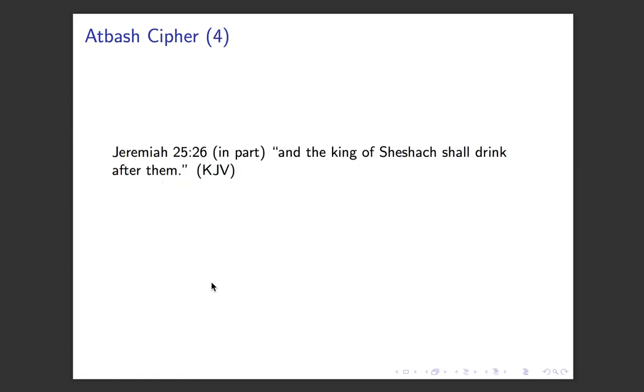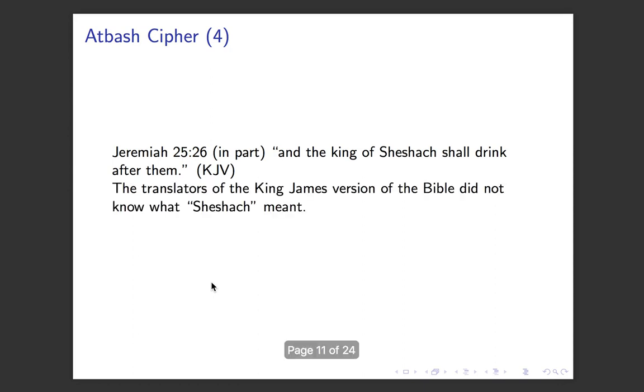In Jeremiah 25:26, the King James Version says, "And the king of Sheshach shall drink after them." Bible scholars, in particular the translators of the King James Version, did not know what Sheshach meant. They didn't have any context for it. So they just included it literally as it appeared.